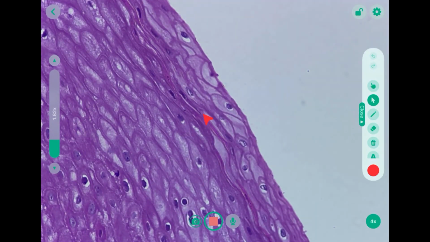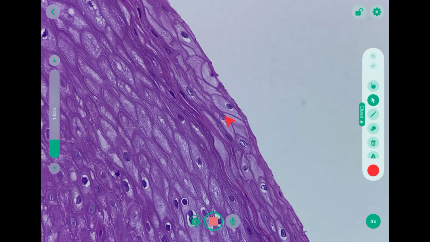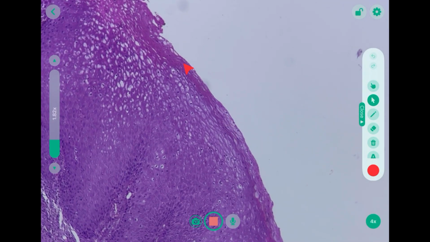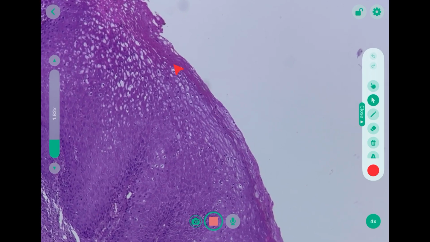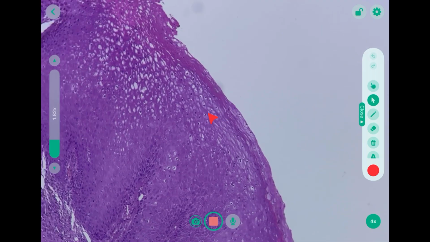So koilocytic change is there, and this parakeratosis we can also appreciate. Parakeratosis means nucleated cells at the very apex of the layers of stratified squamous epithelium. At the very apex, nuclei should not be present, but here we can see that the nuclei are present at the very apex of the stratified squamous epithelium. So there is parakeratosis, along with hyperkeratosis and acanthosis.